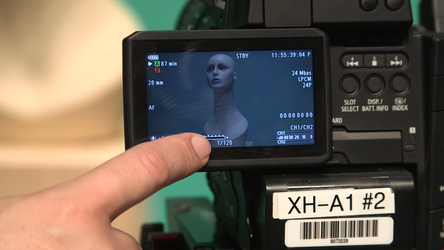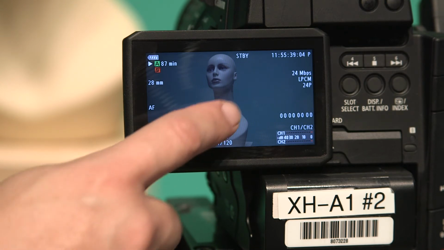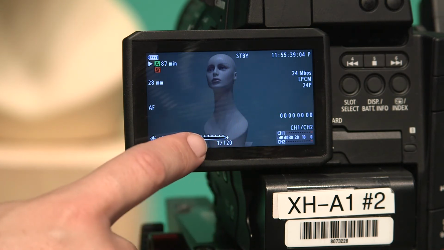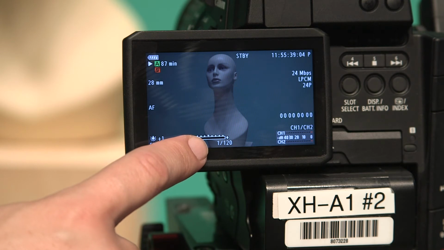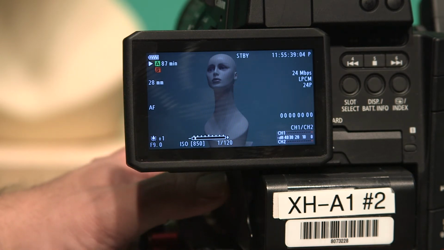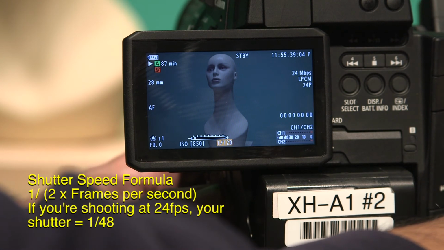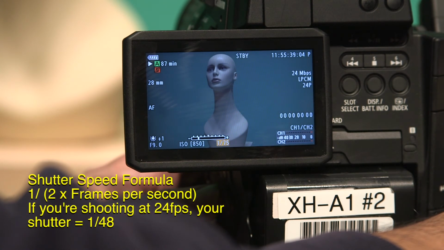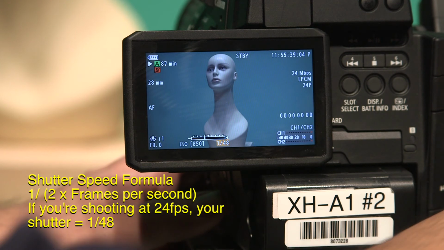So remember, your shutter speed controls how the image looks, the motion, and we'll talk about that in the next video. But the formula is 1 over 2 times the frame rate. So the appropriate shutter speed for 24p frames per second is 1 over 48.